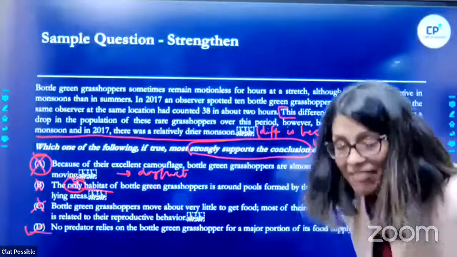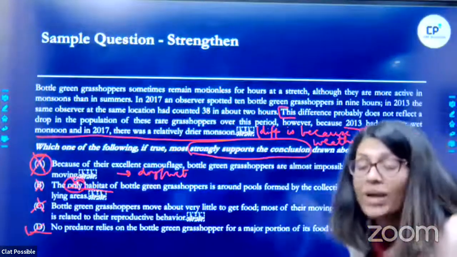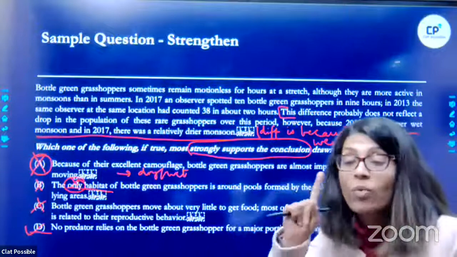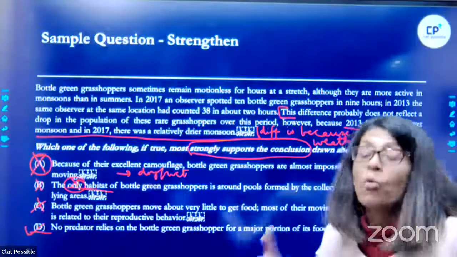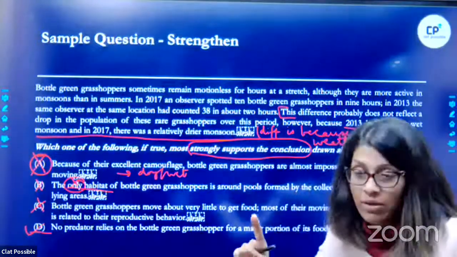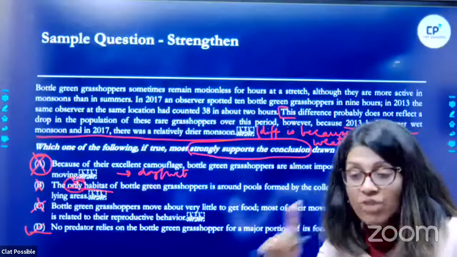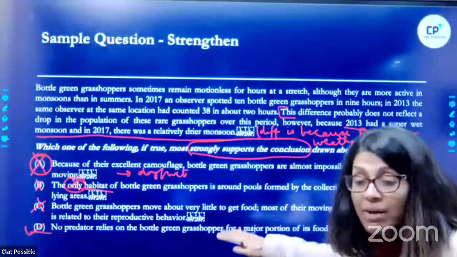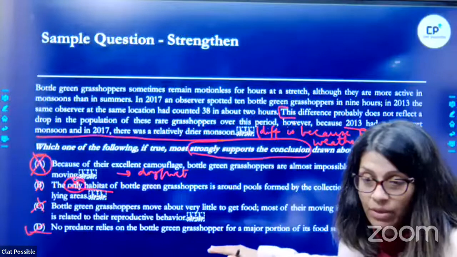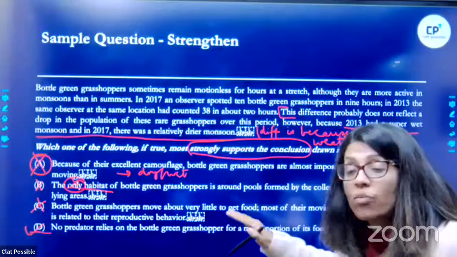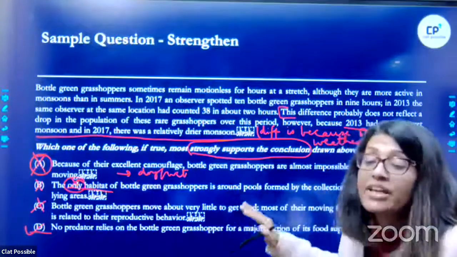So this is one of the ways evidence family is strengthened. In our classrooms, we do it over one whole class of 2 hours. We discuss different ways to strengthen. One of the ways that we strengthen an answer is by eliminating alternate causes. So answer D is one. Why? Because we have eliminated alternate causes.